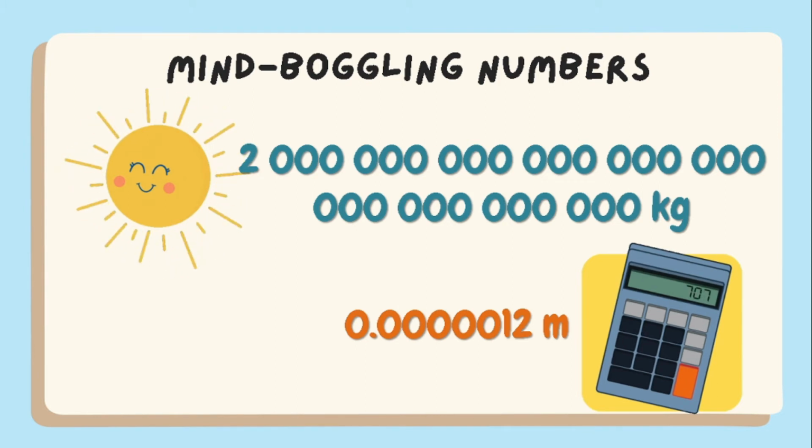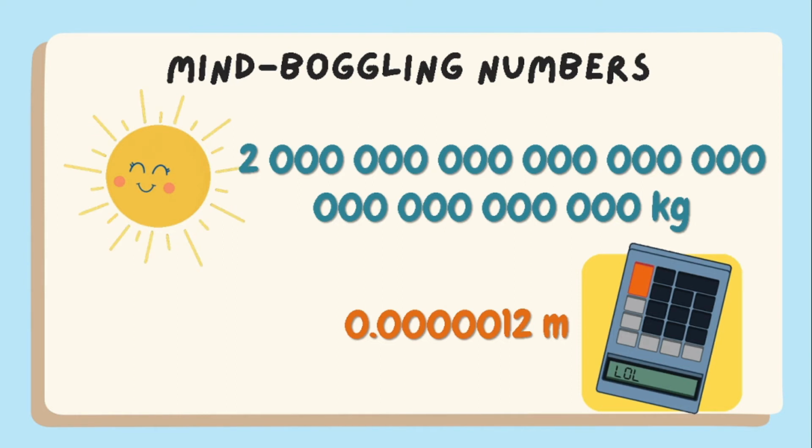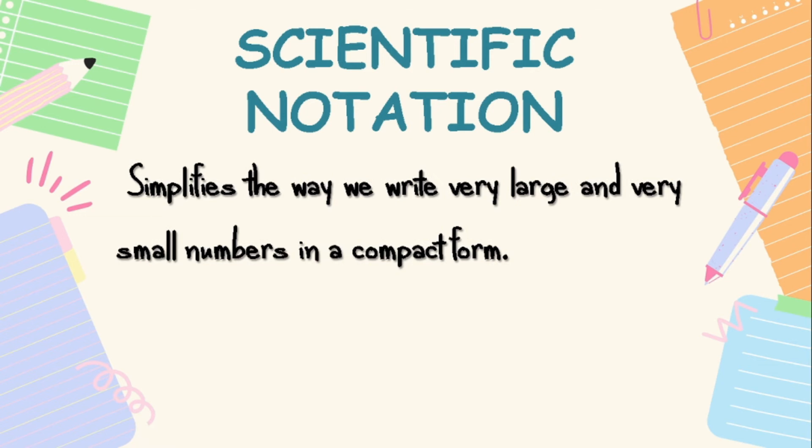Measurements of physical quantities can vary from very small to very large numbers. Such numbers are tedious to write, difficult to read, and hard to compute. Using our knowledge of integral exponents, we can write this in a form that makes them easier to work with. Specifically, we use the power of 10 to rewrite each number. This is what we call scientific notation. Scientific notation simplifies the way we write very large and very small numbers in a compact form.